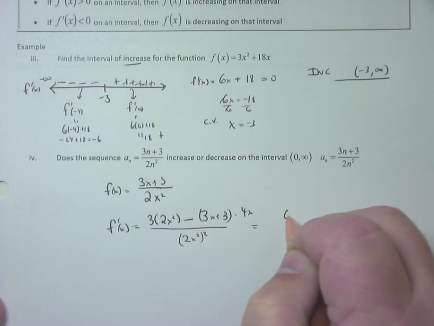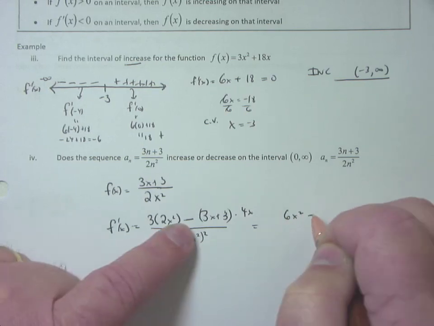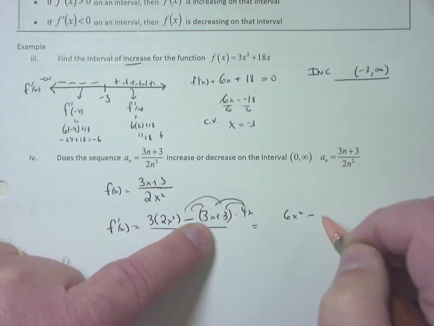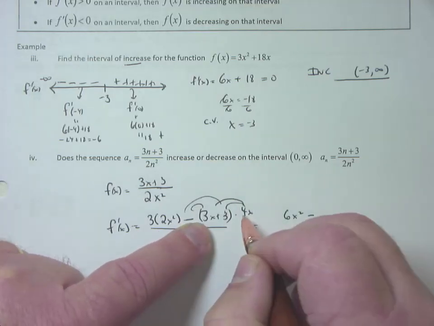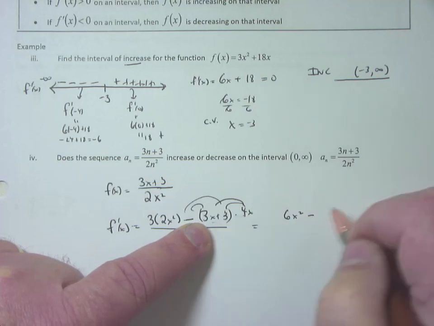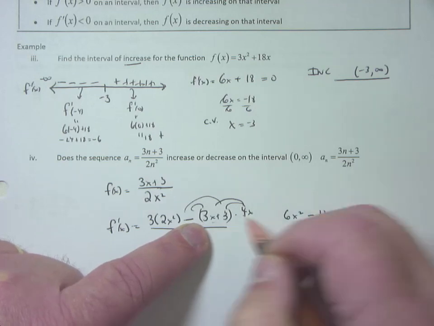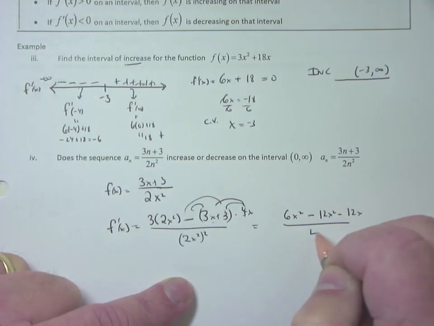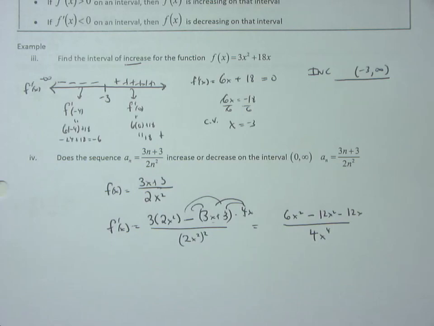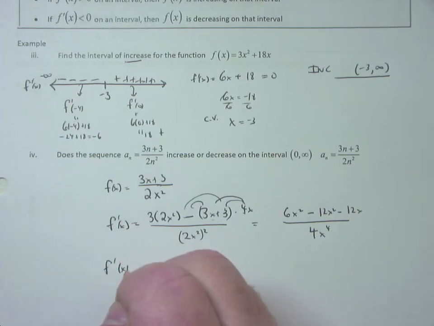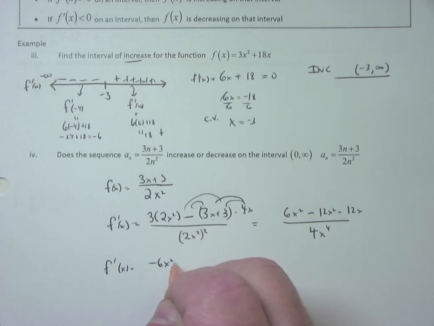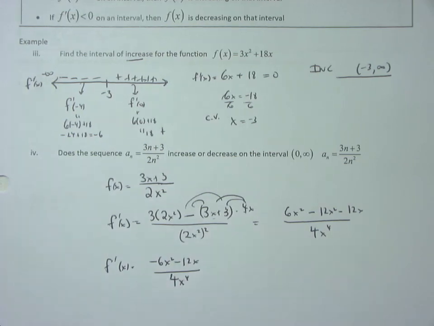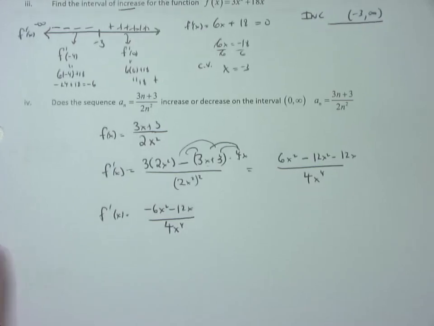Cleaning them up, this is 6x squared minus, and I'm going to distribute the negative and distribute the 4x at the same time, 4x times 3x is going to be 12x squared, minus 12x, all over 4x to the fourth. Cleaning it up, f prime of x is equal to negative 6x squared minus 12x over 4x to the fourth. That is my first derivative.